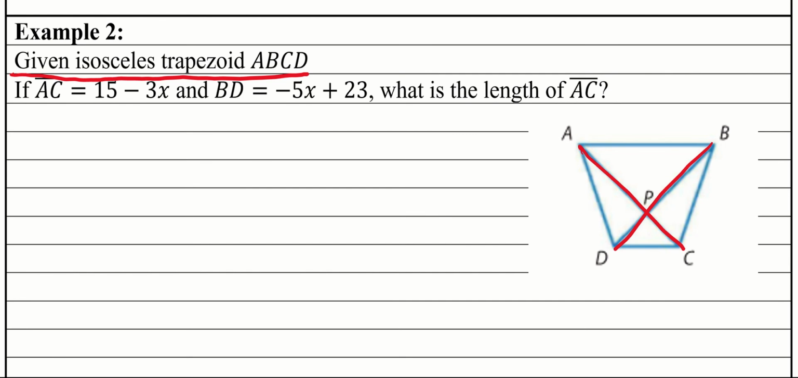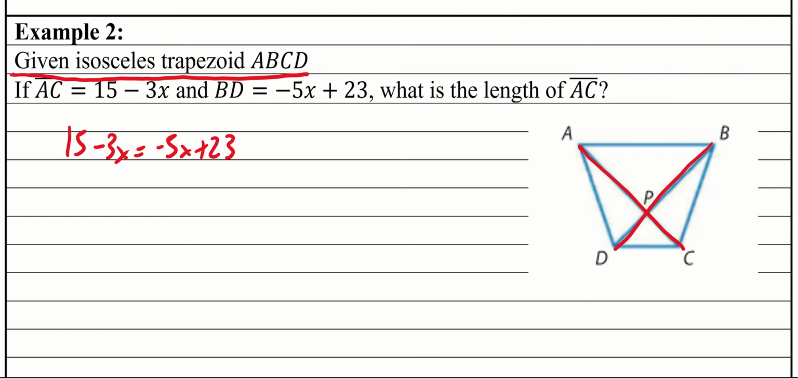Well, if I'm looking at this and I'm trying to think about how I could set this equation up to solve for x, remember this is one of the other properties we just wrote down. We said the diagonals in these kinds of shapes are going to have to be congruent. So simply enough, I can just set these equal to each other. So we can say 15 minus 3x equals negative 5x plus 23. Diagonals have to be congruent. And now that we have this here, we can solve.